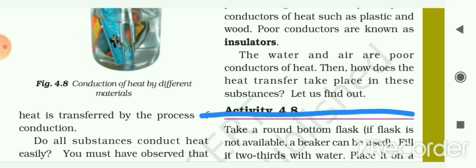Then we had seen good conductors and poor conductors. Good conductors of heat are the substances through which conduction of heat takes place easily. Metals like copper, silver, aluminium, iron, etc. are good conductors of heat. And poor conductors or insulators are the materials which do not allow the heat to pass through them easily.